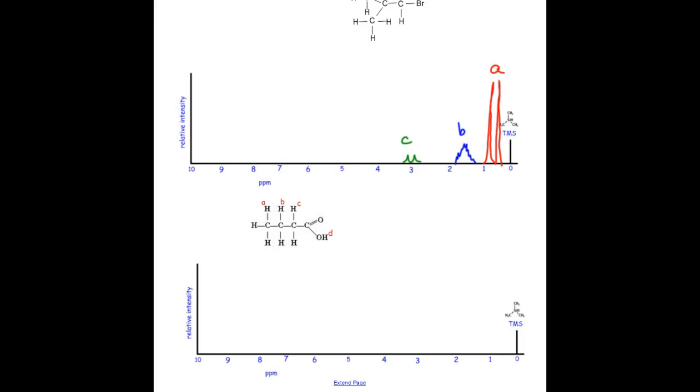So let's take a look at our second one. We know that there's 4 different types of hydrogen. There's a CH3, 2 different CH2s, and a hydrogen attached to the carboxylic acid. So for the one that we're calling A, it will have an integration of 3. It will be split into 3 because it's got 2 near neighbor hydrogens, and it's approximately at 0.9.